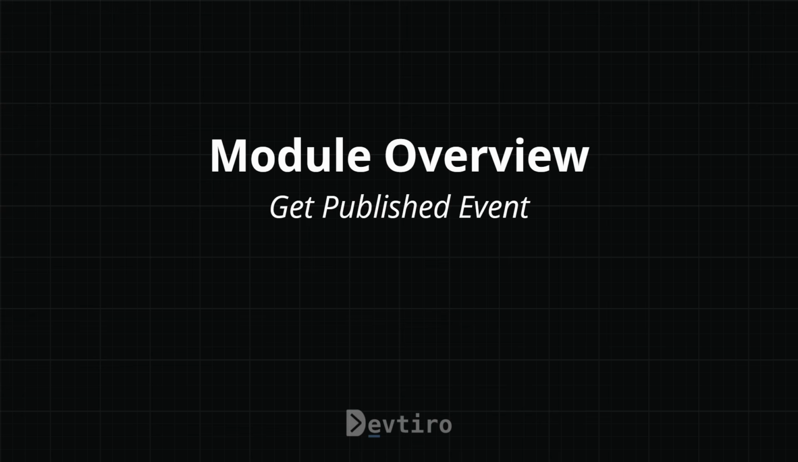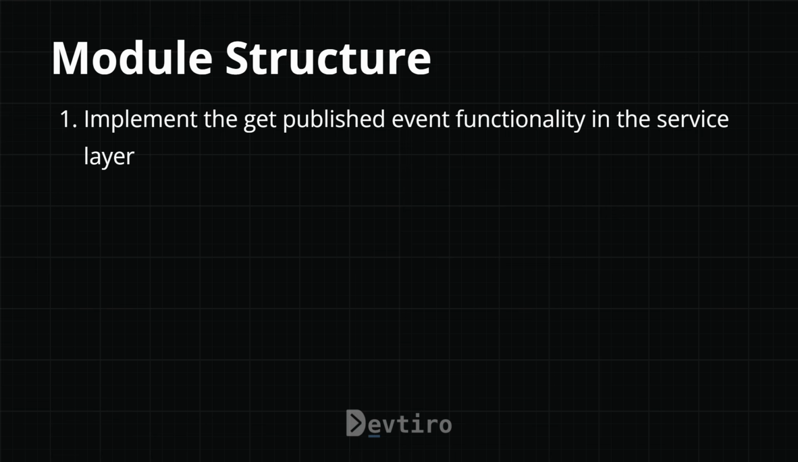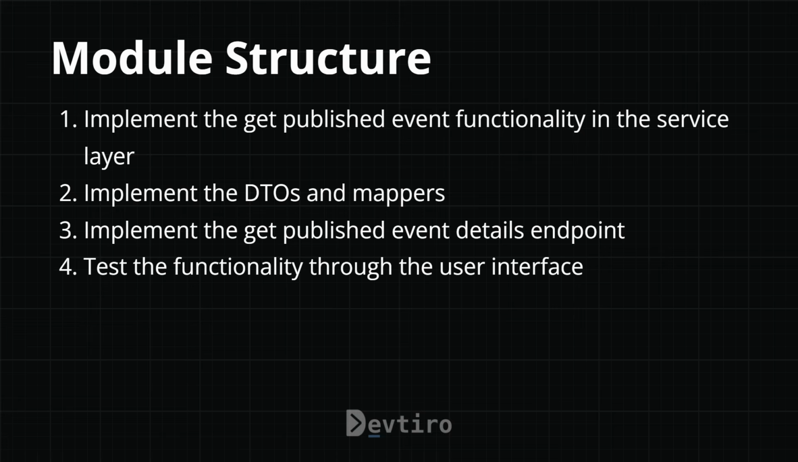In this module, we'll implement the get published event details endpoint, and we'll use this data to populate the published event page, where a user can view details of an event and eventually purchase tickets to that event. So now for the module structure. We'll first implement the get published event functionality in the service layer. We'll then implement the DTOs and mappers. We'll implement the get published event details endpoint, and then we'll test the functionality through the user interface.